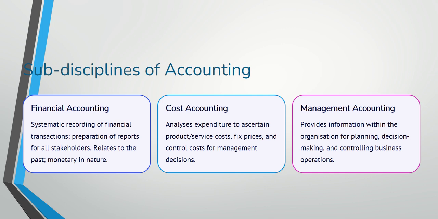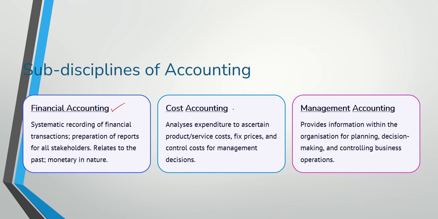Then comes the sub-disciplines of accounting. So first, let's see what is financial accounting. So financial accounting is nothing but noting down of all the transactions. Every single rupee should be accounted in the books of accounts. So after that, your journal entry, your ledger postings, and then comes the trial balance, trading account, profit and loss account, then your balance sheet. All this is nothing but your financial accounting.